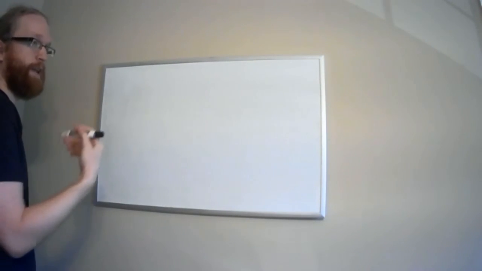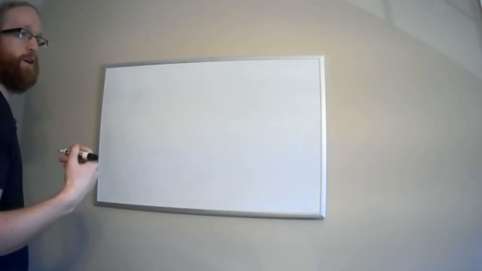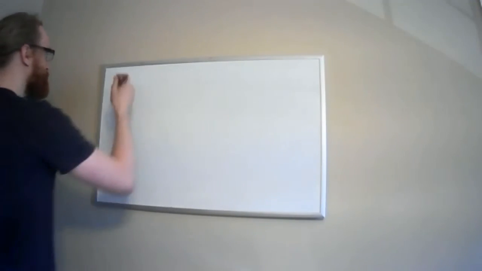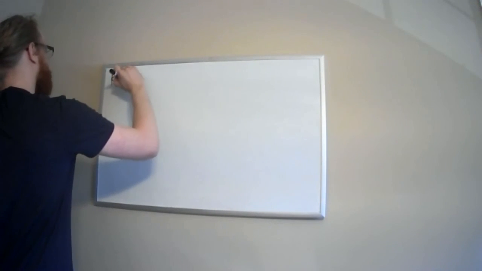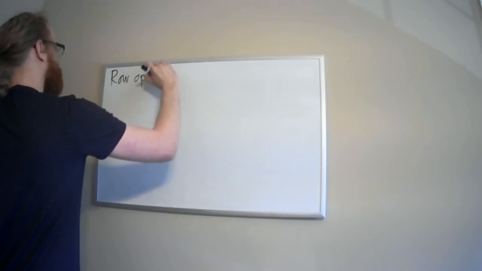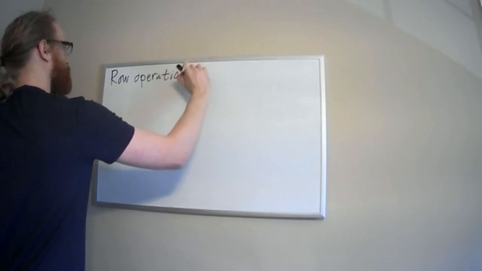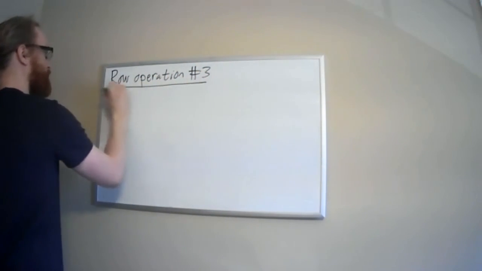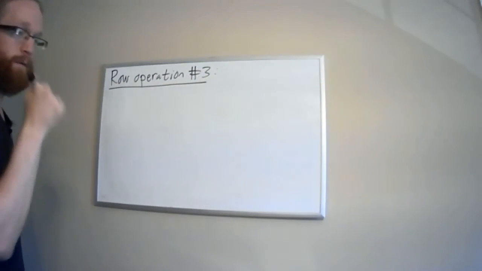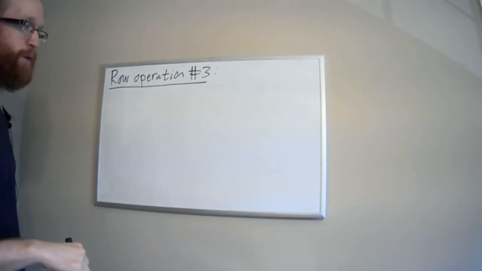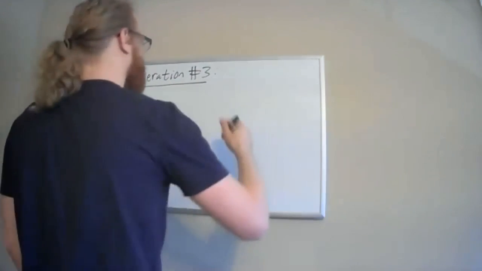And I'm going to go ahead and just write it down, and then I'll show you an example, and maybe try to explain where this is coming from. So here's our last row operation. And I always have to think about how I want to word this. I think I'm going to do it this way.